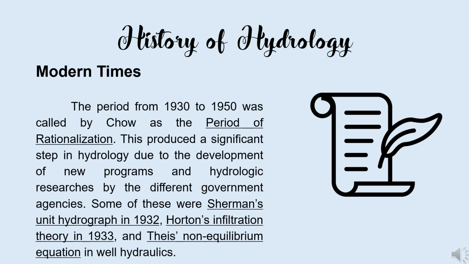Let's bring it back to the modern times. The period from 1930 to 1950 was called by Chow as the period of rationalization. This produced a significant step in hydrology due to the development of new programs and hydrologic researches by the different government agencies. Some of these were Sherman's unit hydrograph in 1932, Horton's infiltration theory in 1933, and Theis's non-equilibrium equation in well hydraulics.